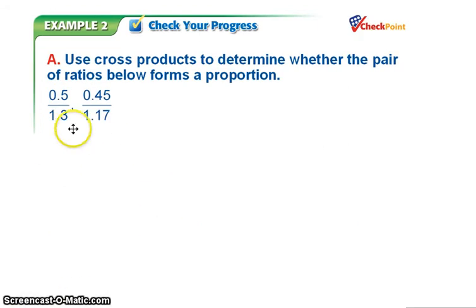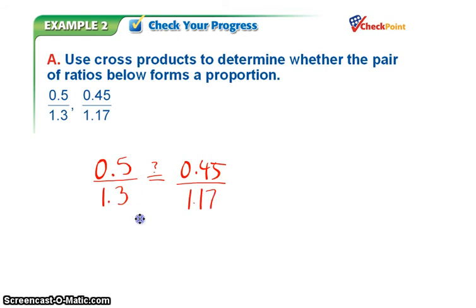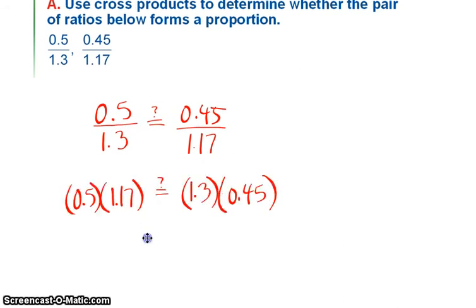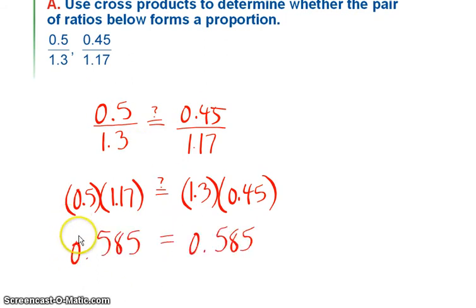Okay, why don't you try, check your progress, A and B. Pause the video, and then we'll take a look at them. Okay, so what do we got here? Let's set them equal. We want to know, is this ratio or fraction equal to this one? Okay, so let's use our cross products. So we're going to multiply our cross products. And when we multiply them out, we can see that they both equal 0.585.